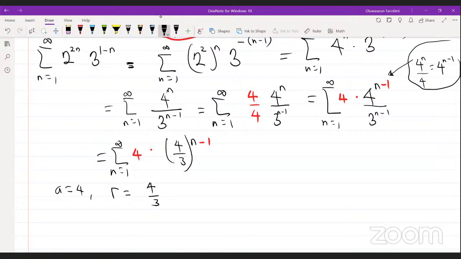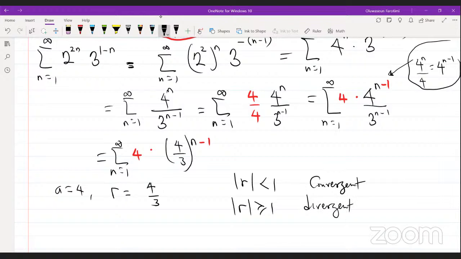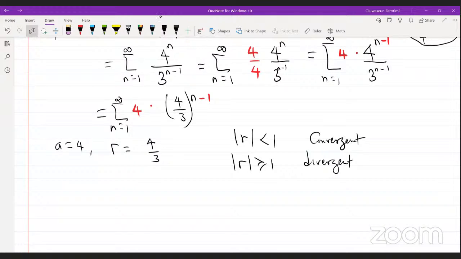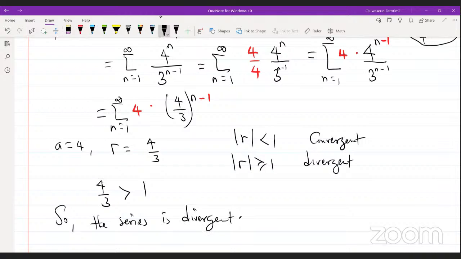Now, when does a geometric series converge? It converges when this guy is less than 1, we say convergent, right? When this guy is greater than or equal to 1, we say divergent. So what can you see? Absolute value of 4/3 is still 4/3. 4/3 is a number greater than 1. So what do we say? So the series, does it converge or diverge? Divergent.